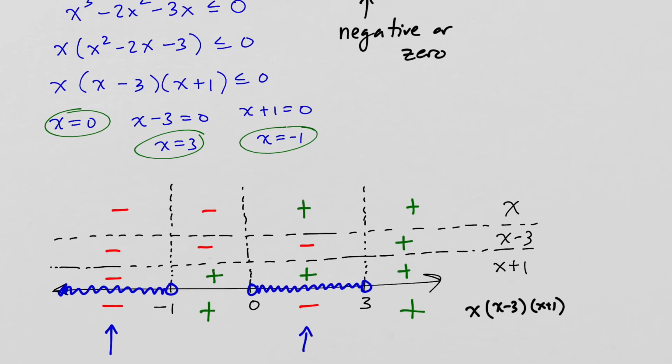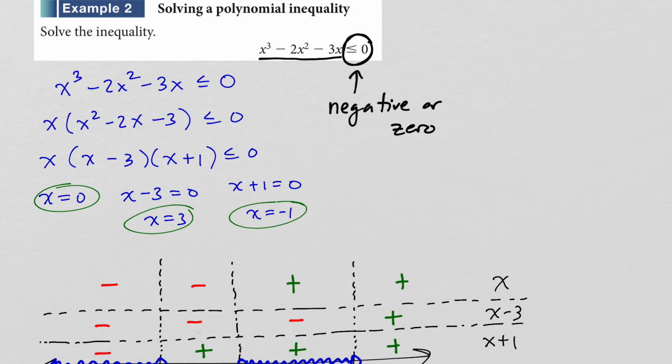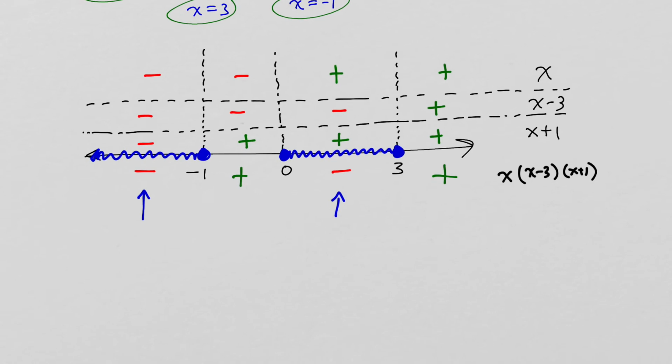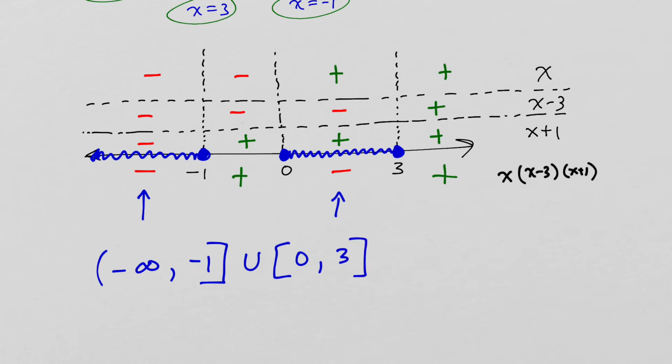But then there's one last thing, and that is that you have less than or equal to. So in this case, we are going to fill in these circles. These will be solid dots because the endpoints here should be included. And so our answer in interval notation is all the numbers from negative infinity to negative 1, including, union all the numbers from 0 to 3, including.